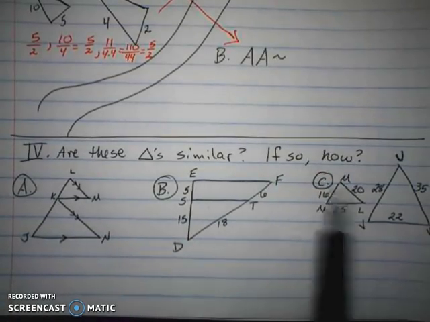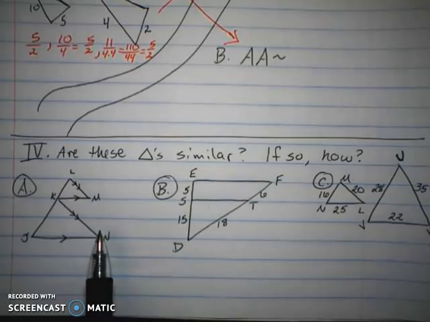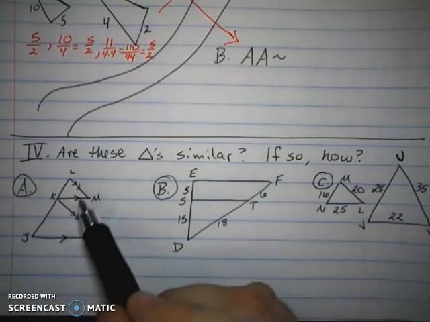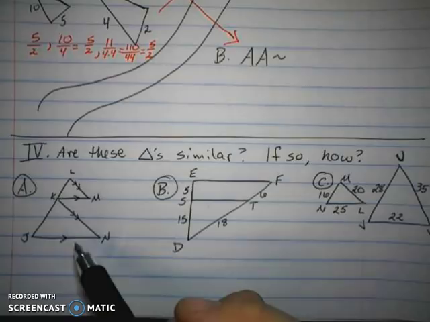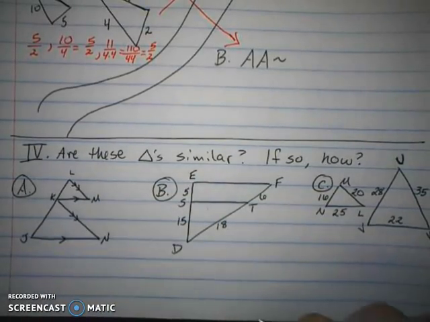All right, we've got a few more examples here. We want to determine, are these triangles similar? If they are, we want to say how we know, either angle-angle, side-side-side, or side-angle-side. So it doesn't look like we're given a whole lot on A, but these lines mean parallel. So I want you to remember some things about parallel lines.